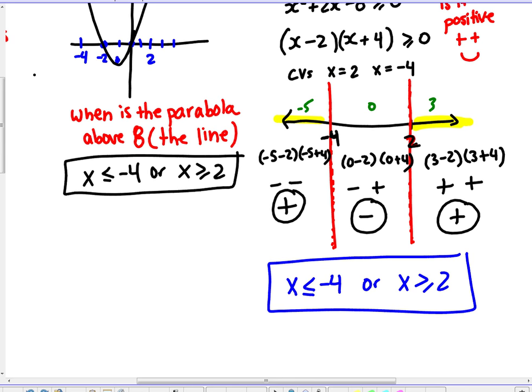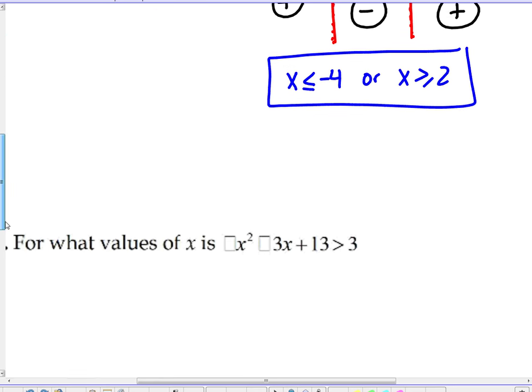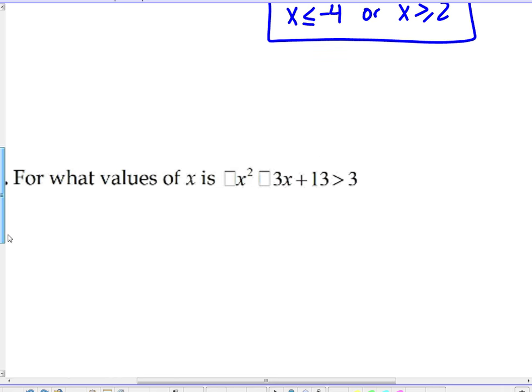Yay! Do you want to try one all by yourself? No? Okay, give it a shot. No? Do you want me to get you started? Oh my goodness, silly. Negative x squared minus 3x.